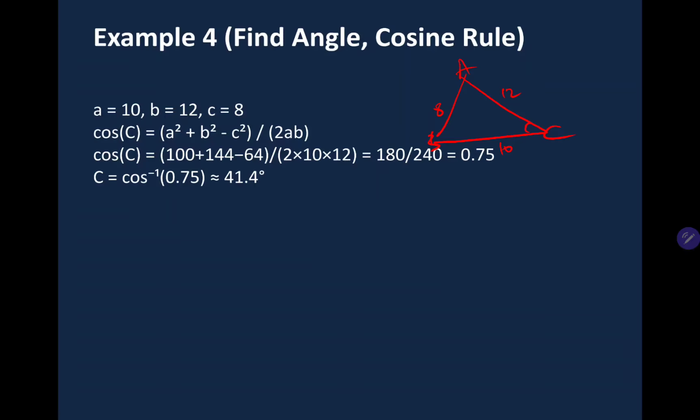So we remember the cosine rule. When we're told to find this angle, let's call this angle theta. The cosine rule, since we're looking for this angle C, is c squared is equal to a squared plus b squared minus 2ab cos C.